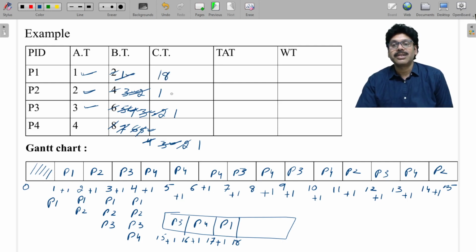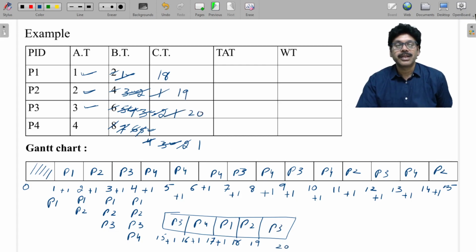Then after the three ones, P2 will be given a chance. It is also given 1 unit of time. It completely executed at 19. Then after that P3 completed at 20. Then P4 completed at 21. So this is how to do LRTF.